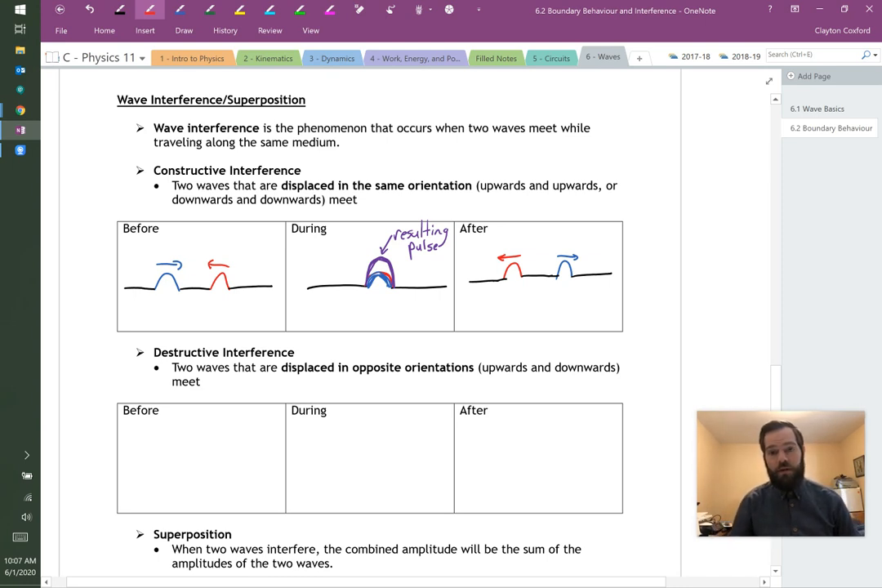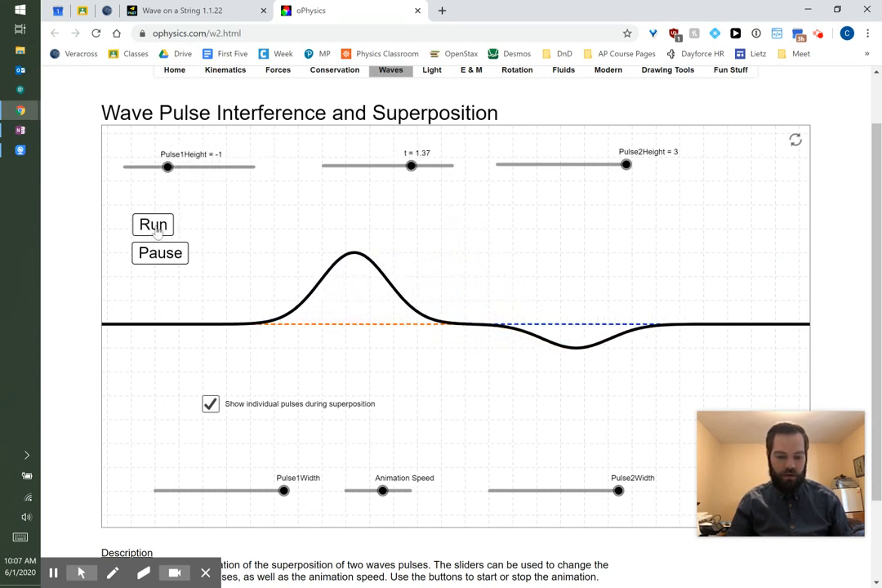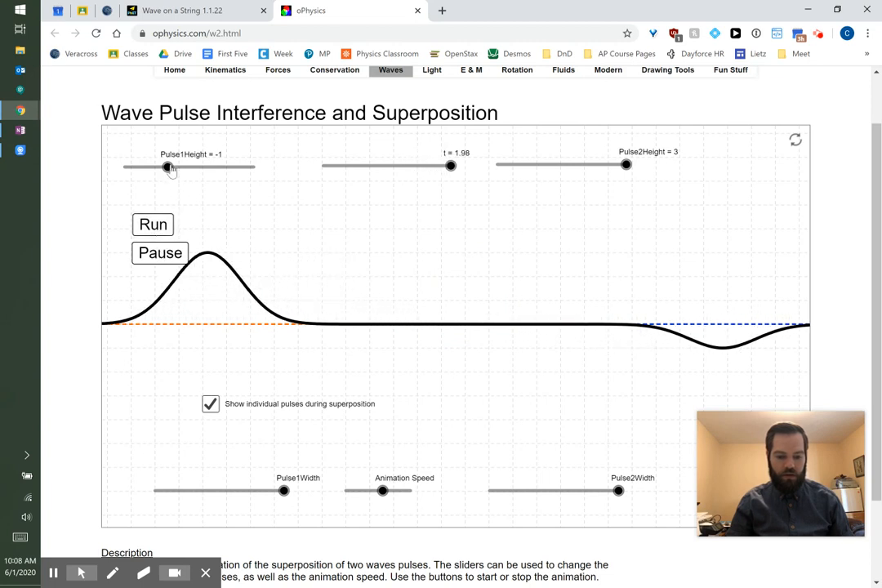And now for destructive interference, this happens when we have two pulses or waves that have opposite orientations, different orientations, one upright, one inverted, in whatever way you want. And so looking at that, we can change this red guy here. Let's run this so that they move away from each other. So we have one that has a downward height and one has an upward height.